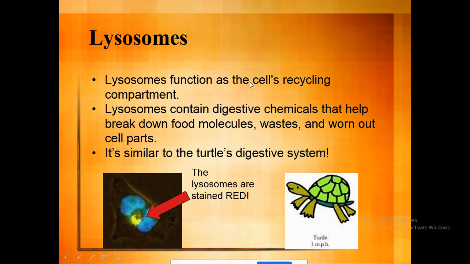Lysosome. Lysosomes are known as suicidal bags. Why are they known as suicidal bags? Because they contain digestive enzymes which are hydrolytic in their reactions, and these are going to break down food molecules, waste, and worn out cell parts. So whenever a cell is injured or dead, the worn out cell becomes poisonous for our body, right? So that needs to be eliminated, and that happens with the help of lysosomes.